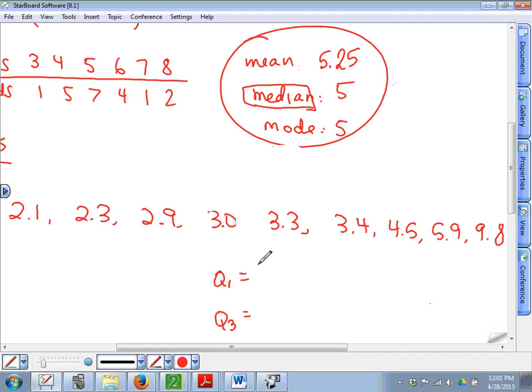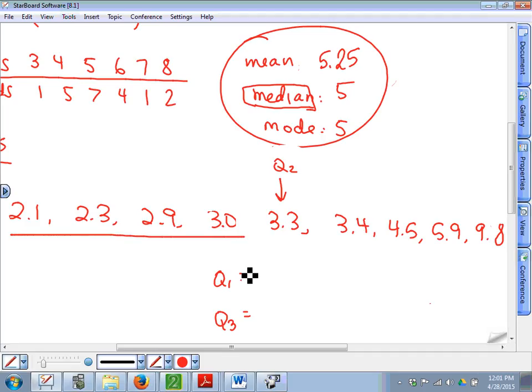Do you remember how we did that? You've got to find the middle, and then you find the middle of the middle, right? And the middle of the other middle. What is the number right in the middle of this? So this is Q2, this is the median. So now you've got these four numbers right here.